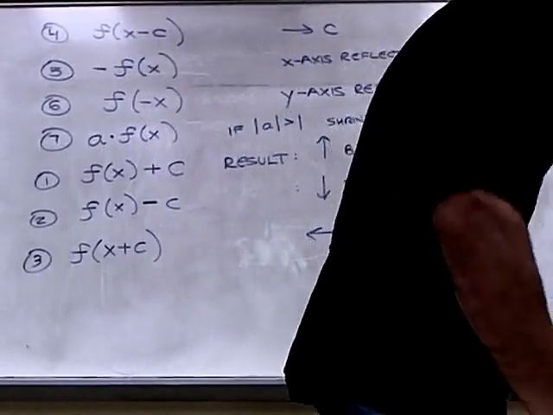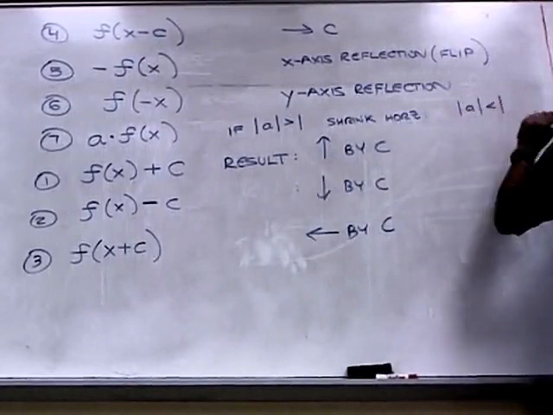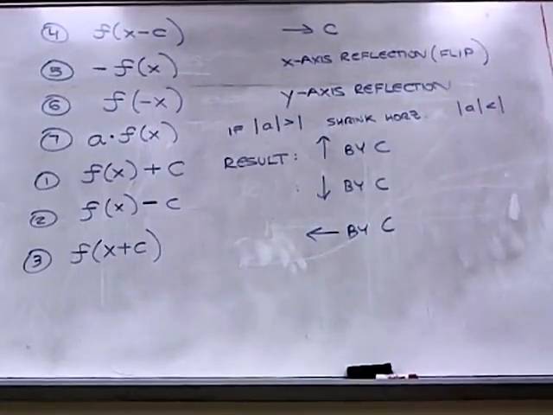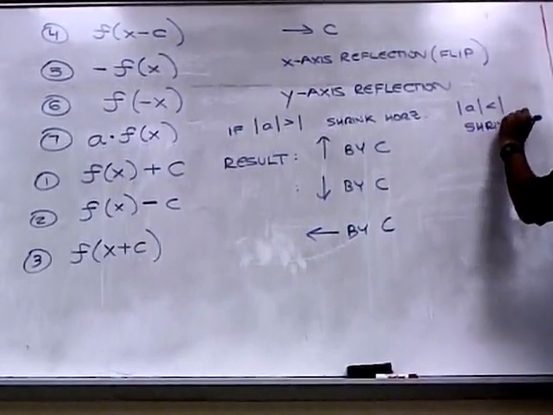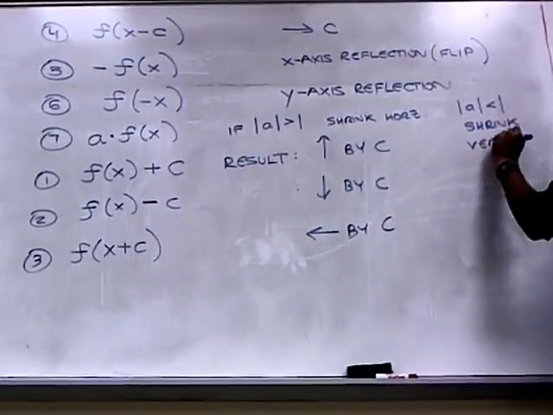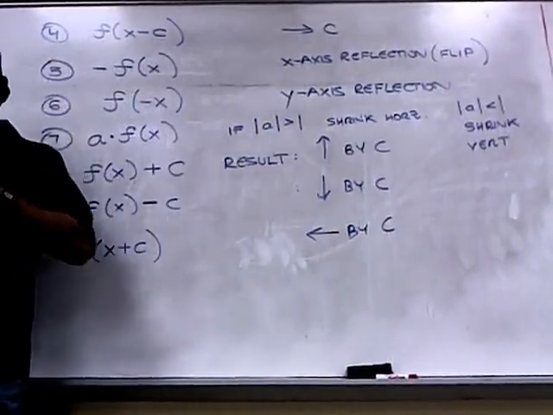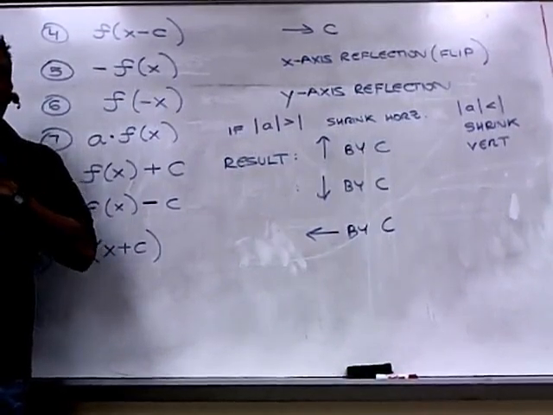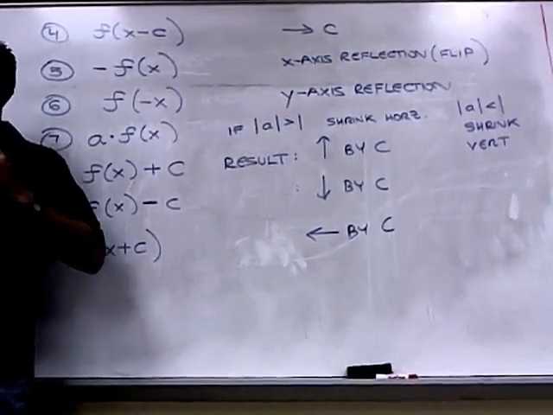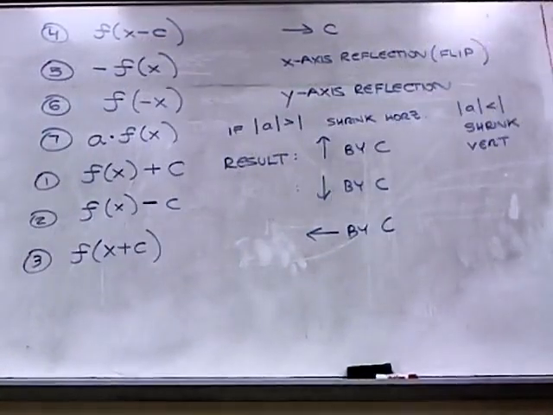If the number is less than 1, the absolute value is less than 1, then it's going to shrink it vertically. So what would this one look like shrunk vertically? Push it down, which makes it look wider. Does that kind of make sense? All right, those are your 7 transformations.